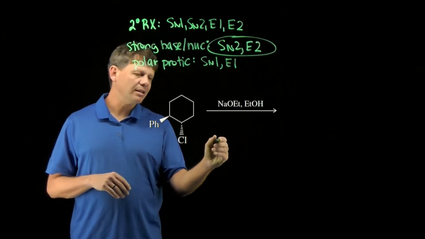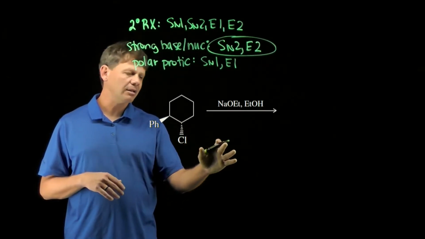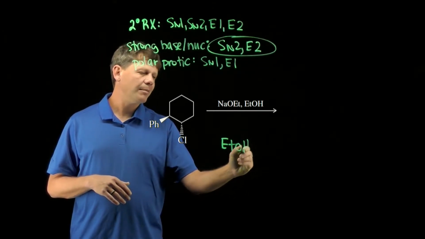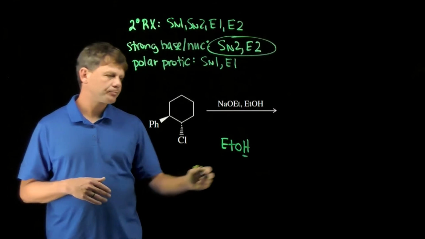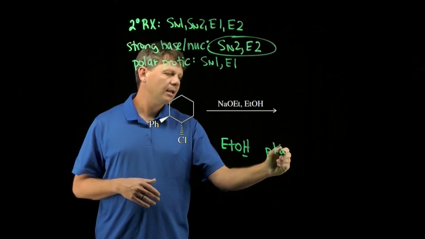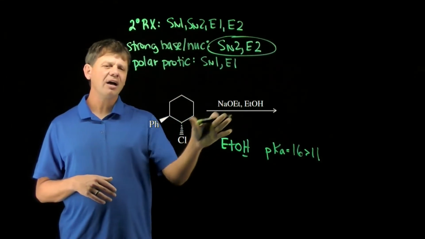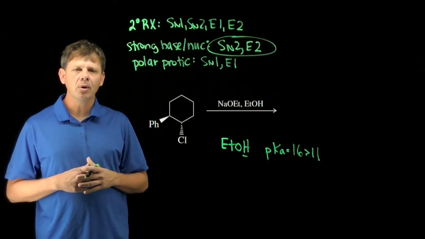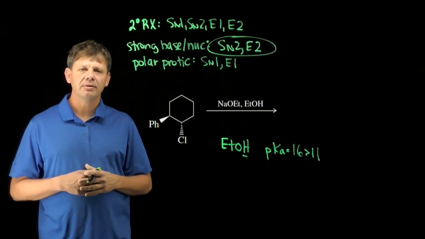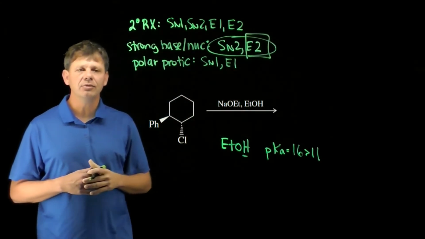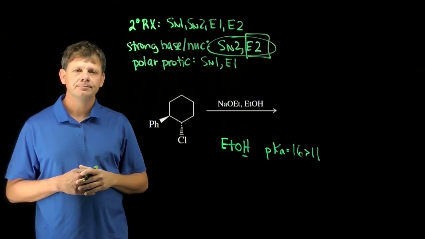And so that defining number, that cutoff number is at pKa 11. If we look at the pKa of ethanol, that pKa is 16. With a pKa of 16, which is greater than 11, we say that ethoxide would prefer to grab a proton as opposed to doing substitution. And so we're going to be doing an E2 reaction here.